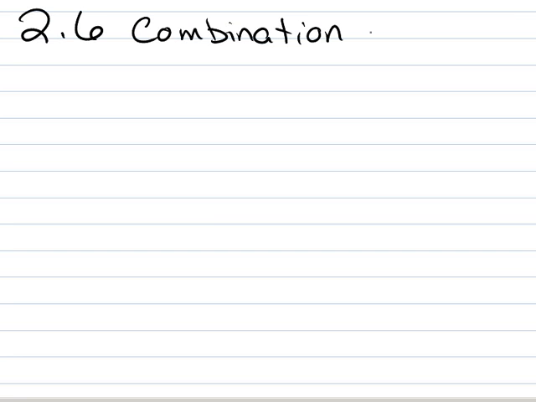Alrighty, so we're going to start talking about combinations of functions. I don't know why they call it this, because honestly, we're just going to be talking about domains the whole time. So we've done stuff like this before.